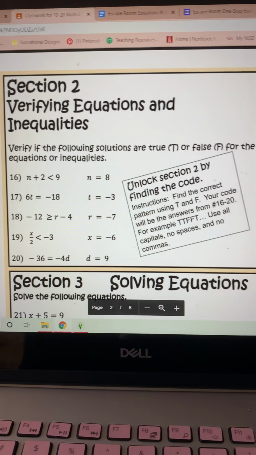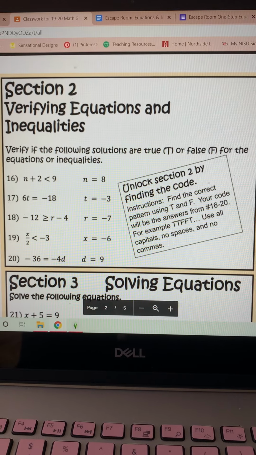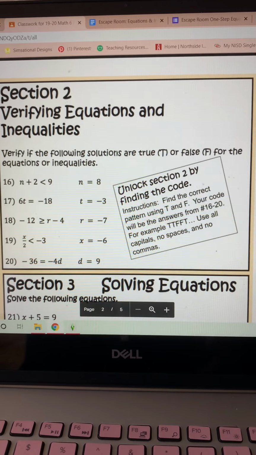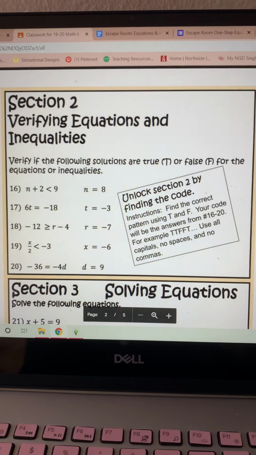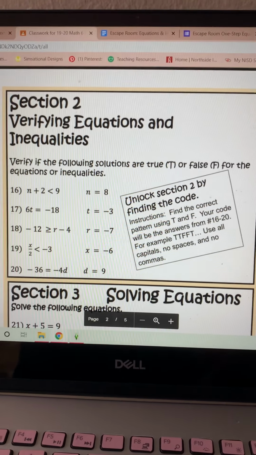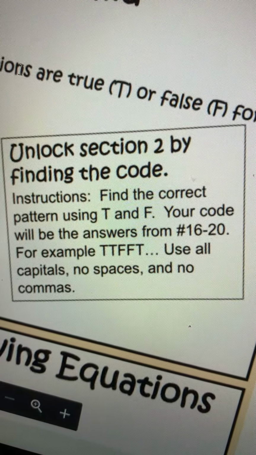inequalities. Verify if the following solutions are true or false for the equations or inequalities. Now remember, an equation has an equal sign, an inequality uses the little arrows, the alligator signs. Okay, here is our hint. It says unlock section 2 by finding the code.